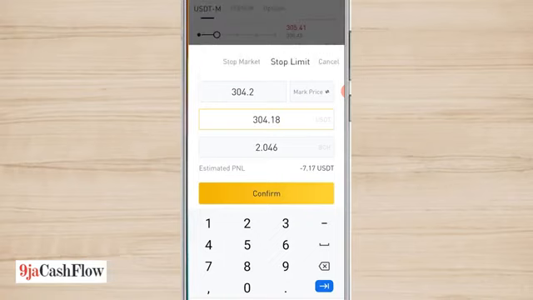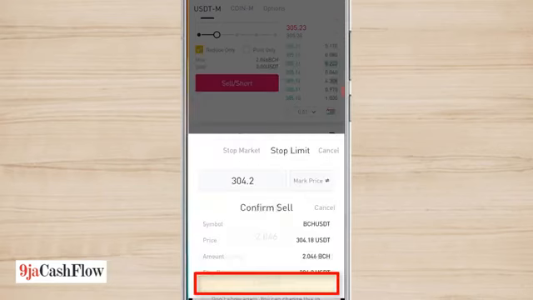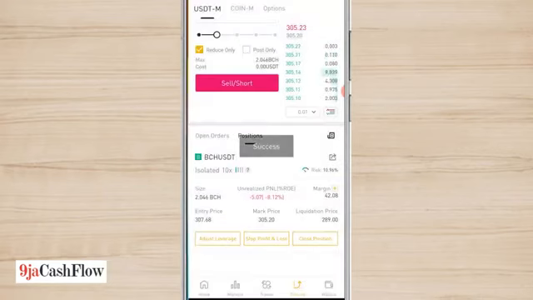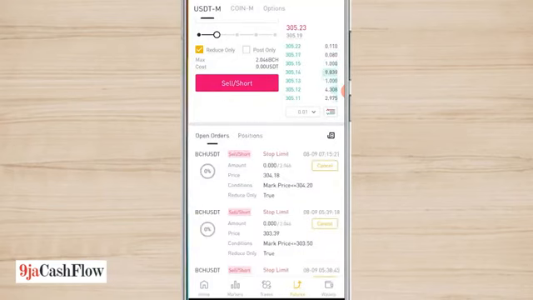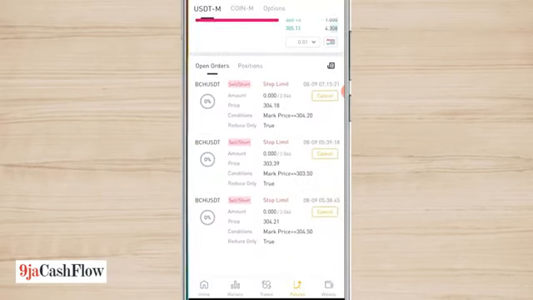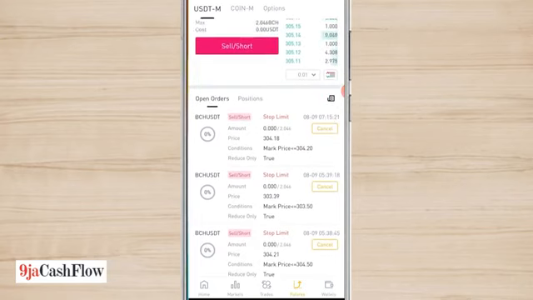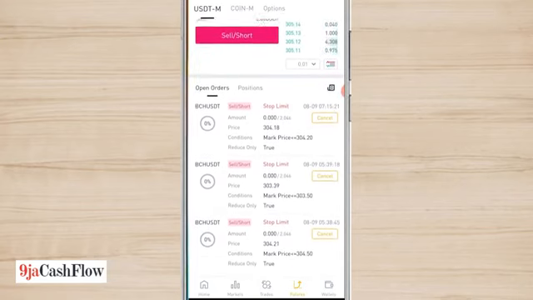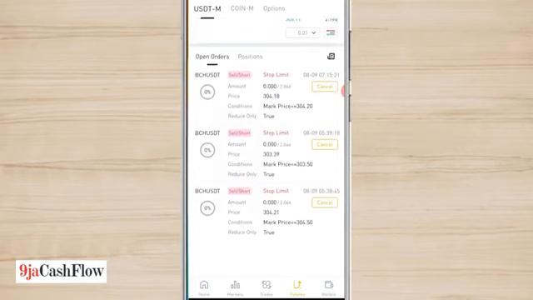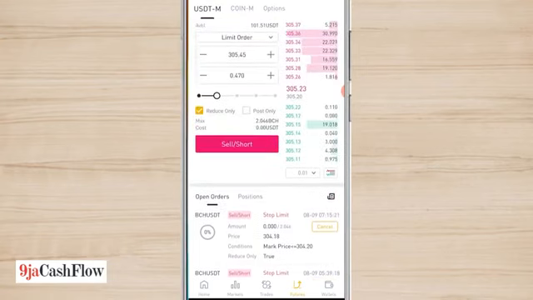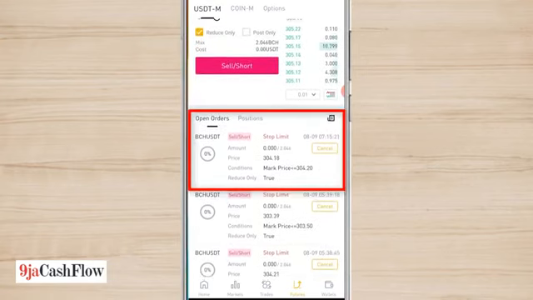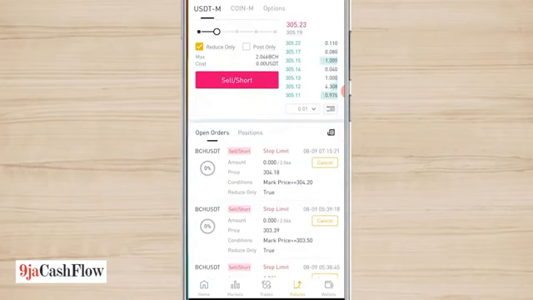What some people fail to realize is that sometimes it's better to cut small losses than lose all your capital. So I'll click on confirm. I'll click on confirm sell. So if you check here, you see it here. Yeah, it's here. So this is the new stop loss I just set now. It's there.